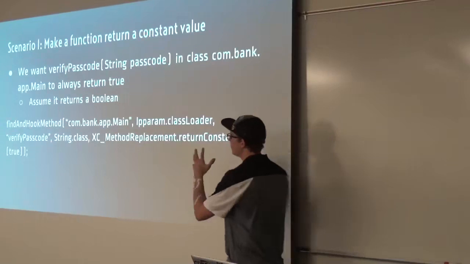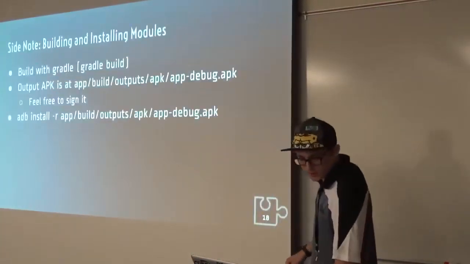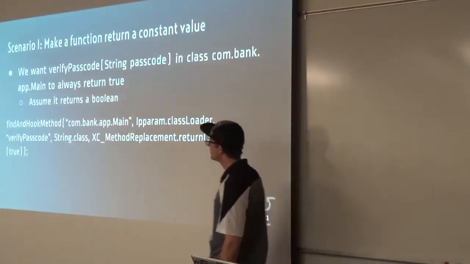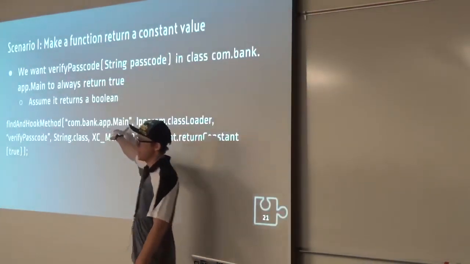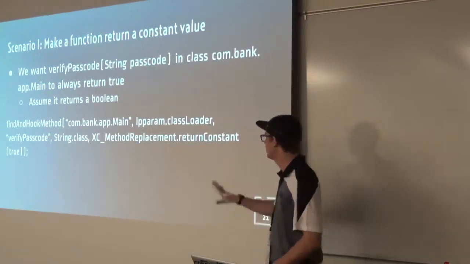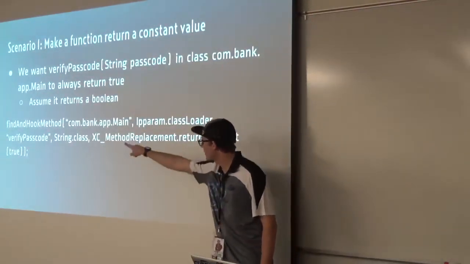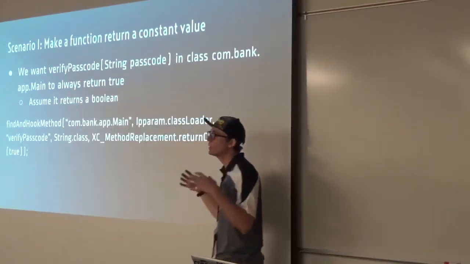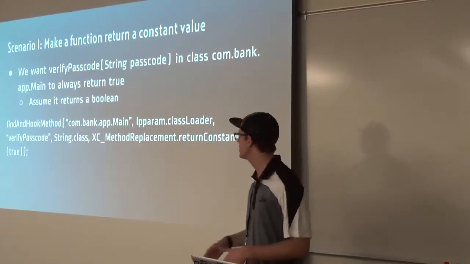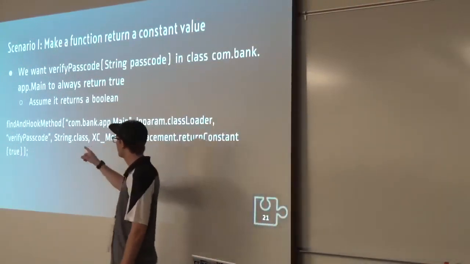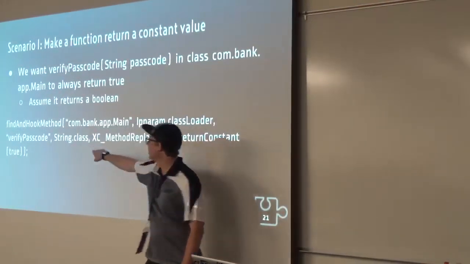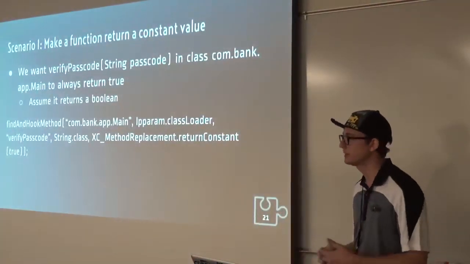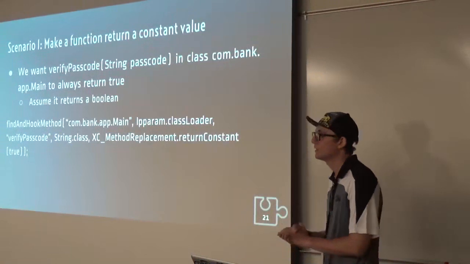So here's actually, when I said find and hook method, this is where you would put this find and hook method. So in class com.bank.app.main, again, it's that same argument all the time. Verify passcode, takes a string as an argument. This is what I was talking about with arguments. So when this find and hook method is finding a method, it's going to look for a method called verifyPasscode in this class with that argument, String.class. We have to pass it as a .class. I'm not sure why, that's just the syntax.